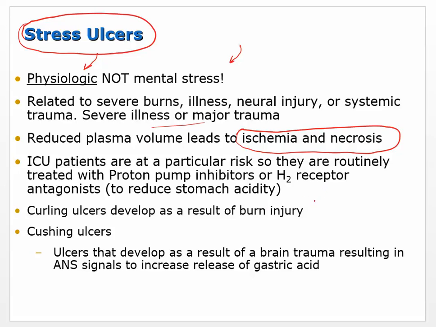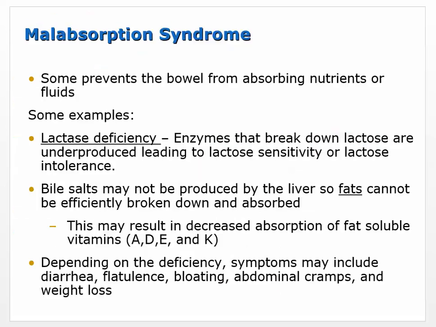So there is something called a curling ulcer. Curling ulcers typically are associated with burns. Cushing ulcers are ulcers that develop as a result of brain trauma, which means that the autonomic nervous system may increase a release of gastric acid. So that could be activation of the parasympathetic nervous system, could cause that to take place.